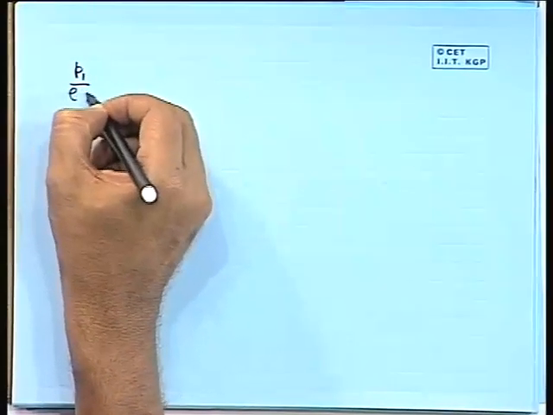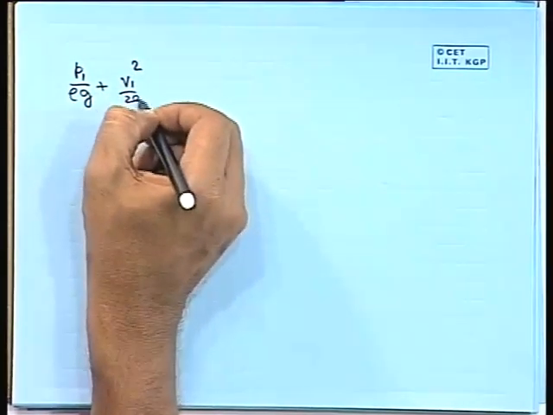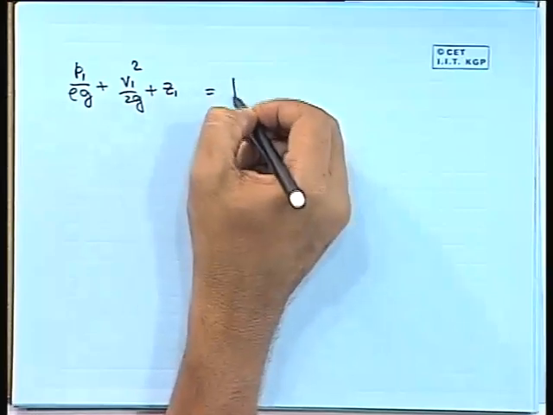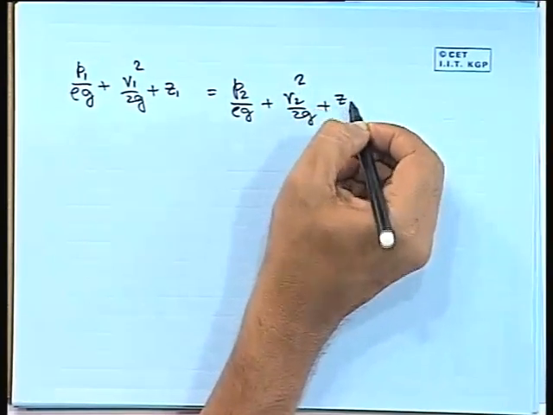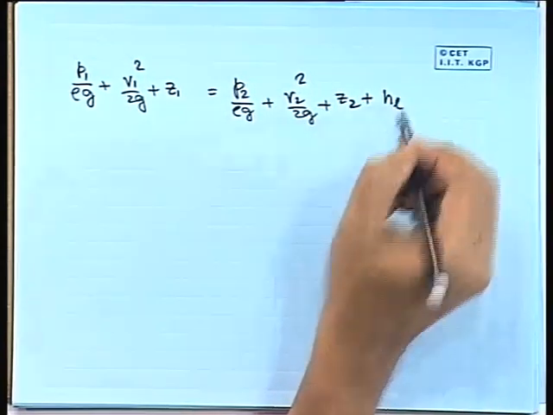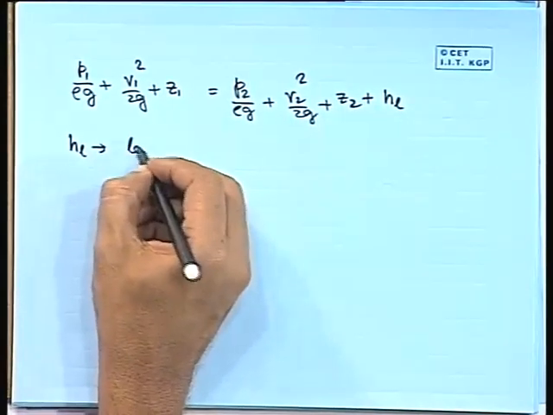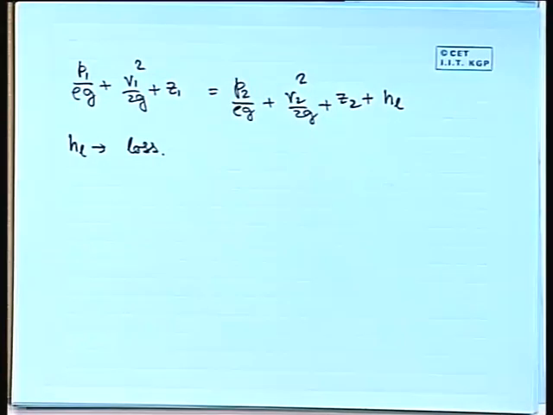So, Bernoulli equation can be applicable for certain type of flow where frictional losses are there by adding a loss term. We can write P1 by rho g plus V1 square by 2g plus Z1, that is equal to P2 by rho g plus V2 square by 2g plus Z2 plus HL. HL is the loss. All right. So, this is the correction which we can make to take care of the frictional loss.